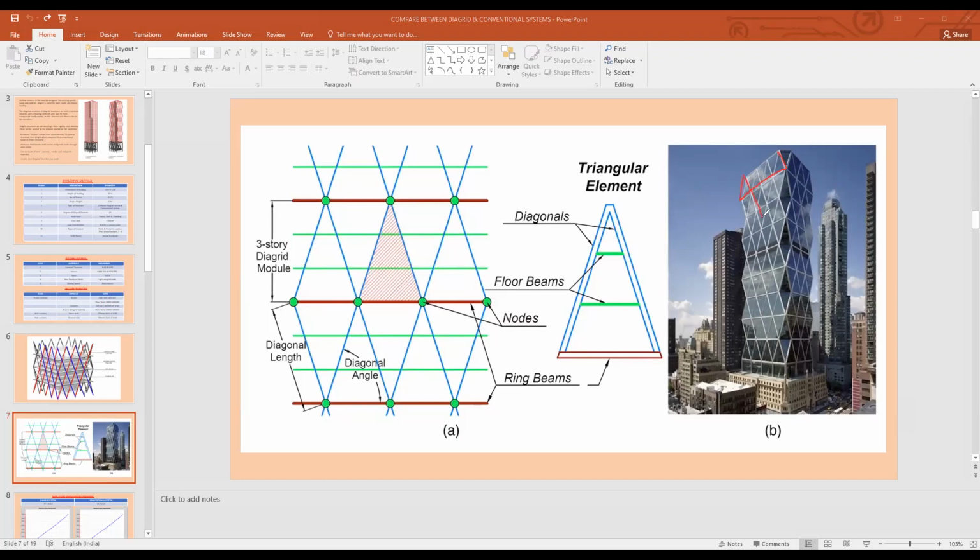Hello. Yes, sir. Mr. Faz, now you can compare. You are also doing this facade engineering.